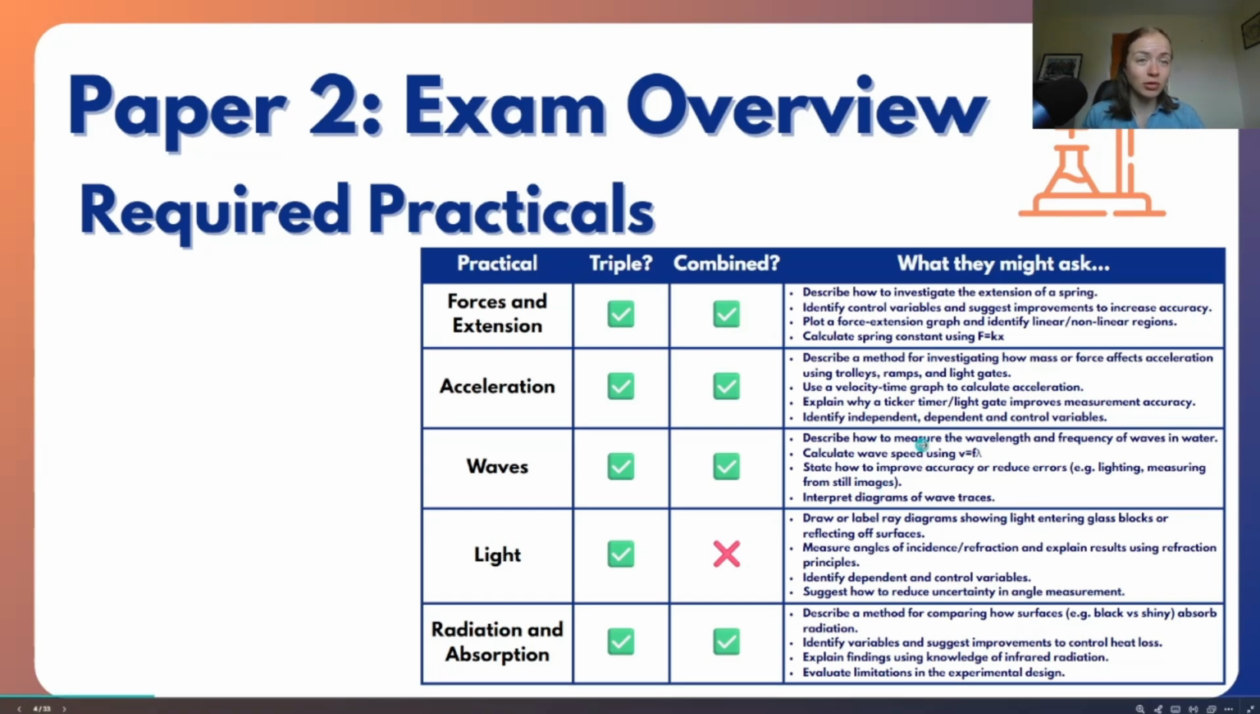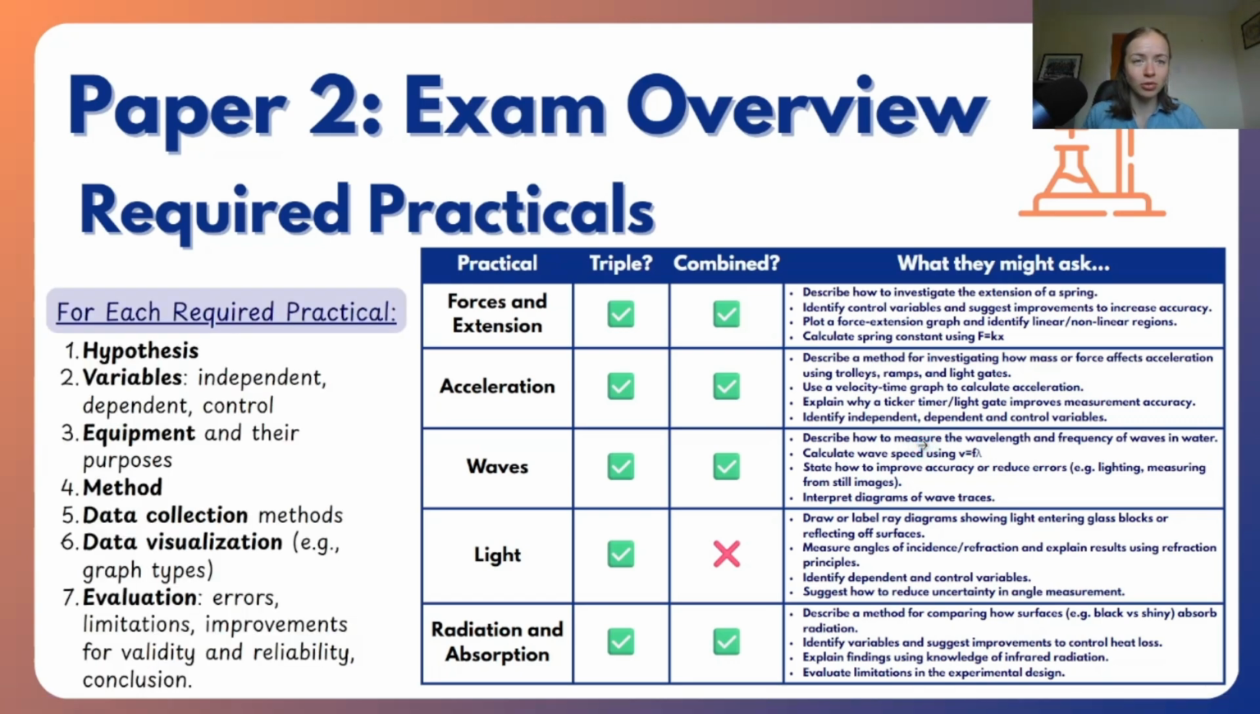And with all of the practicals that we've described across all of the sciences, you need to make sure that you know your hypotheses, your variables, the equipment, method, data collection method, the data visualization method, and some evaluative points as well. If you've got all of these, it could set you on your way to being able to be confident answering all of these types of questions that they might ask.